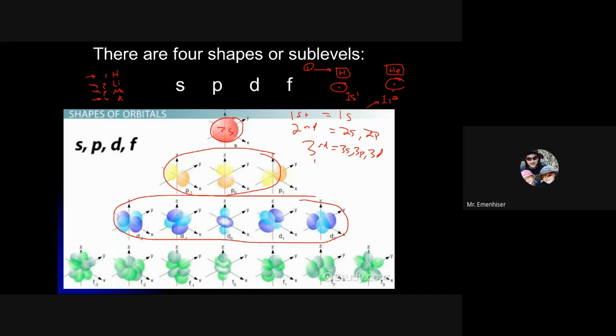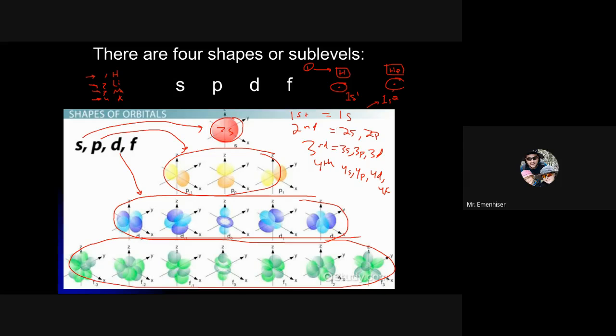Okay, and then if you get to the 4th level, you now have the 4s, the 4p, the 4d, and the 4f. So now you're adding in those f orbitals. So spdf. Okay, S is the sphere, P is the peanut, and we're not really worried too much about how they look. But you need to understand that the first level has the S.